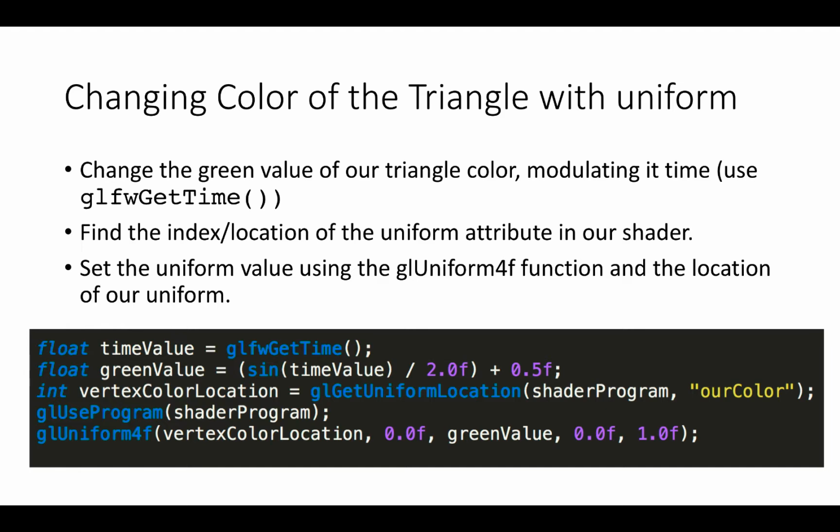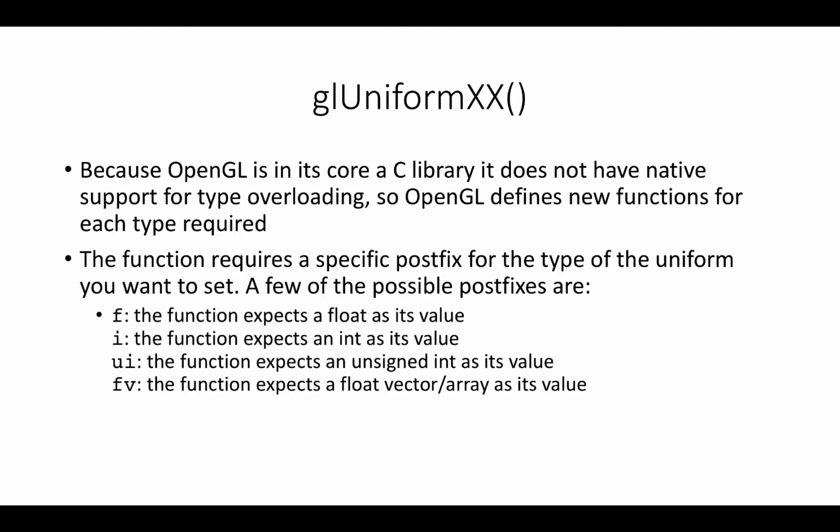glUniform4f function. Because OpenGL in its core is a C library, it does not have native support for type overloading. So wherever a function can be called with different types, OpenGL defines a new function for each type required. glUniform is a perfect example of this. The function requires a specific postfix for the type of the uniform you want to set. A few possible postfixes are presented here on the slide.